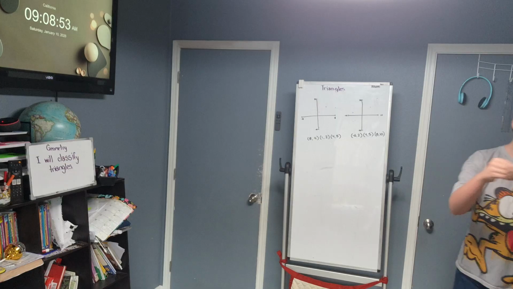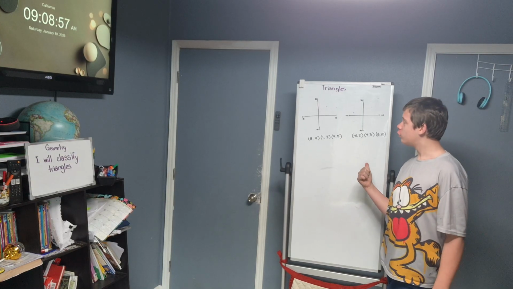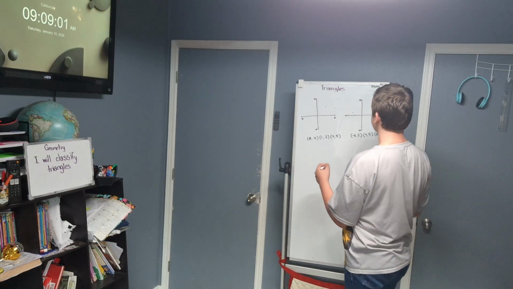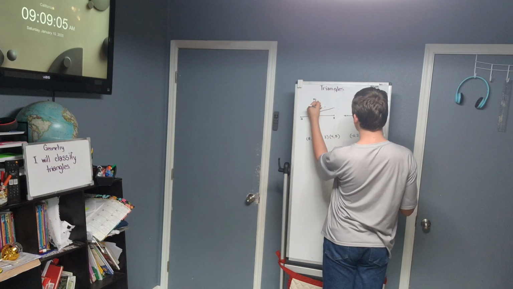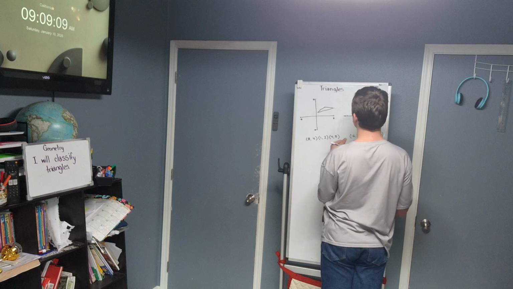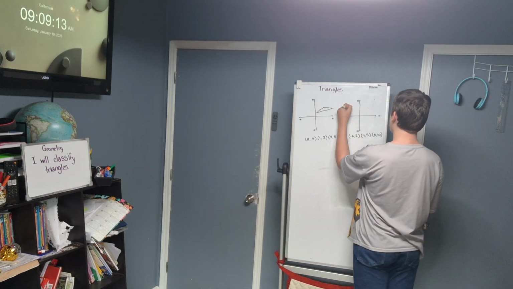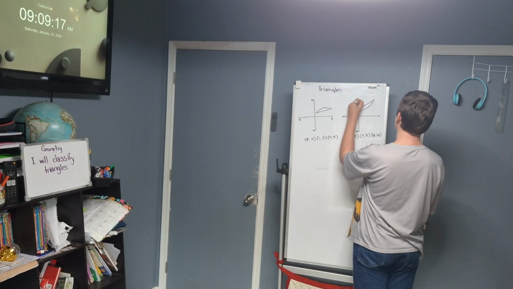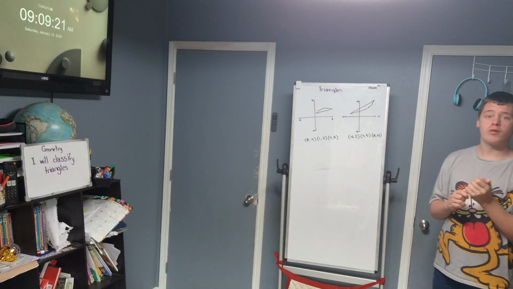So I can tell these are both scalene triangles. Maybe, maybe not. So let's draw and see. Point 2 to point 1, point 2 to point 3, point 3 to point 1. And then point 1 to point 2, point 2 to point 3, point 3 to point 1. My triangles look off. Wow.